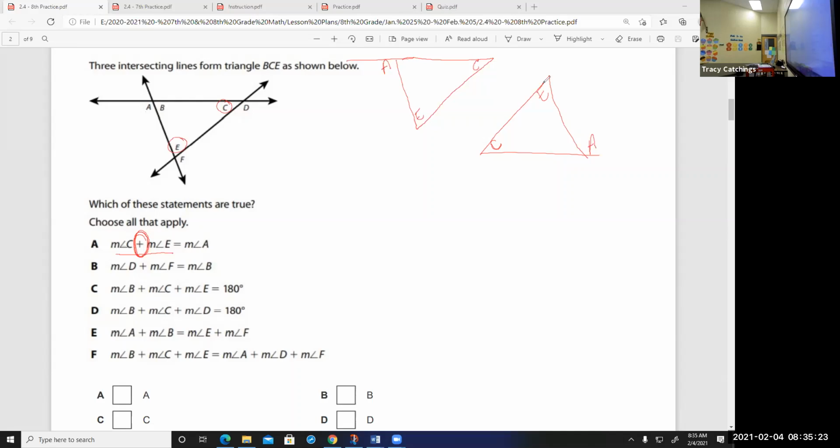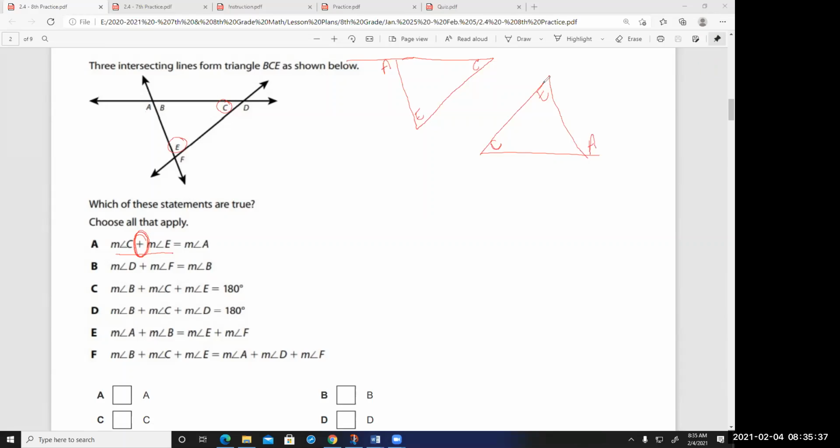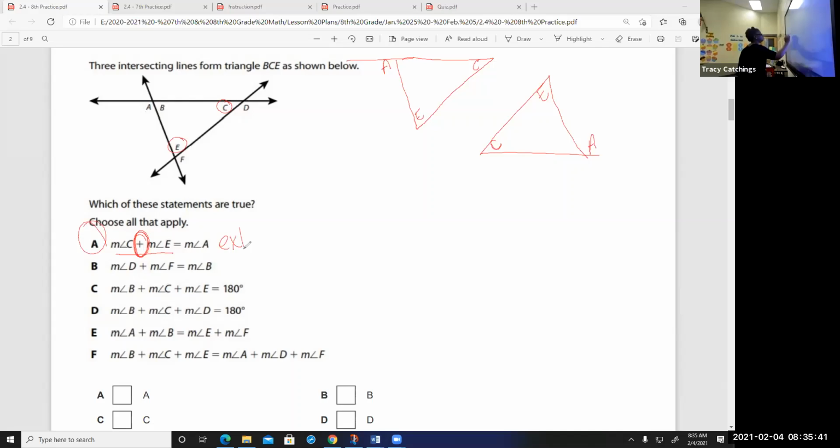Why you say yes now? What would make that true? Because you can add two non-adjacent angles to get the exterior angle. That's it. It was an exterior angle. Remember I said geometry, you got to prove why you're saying true or false.